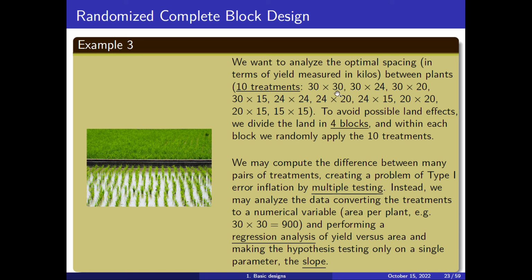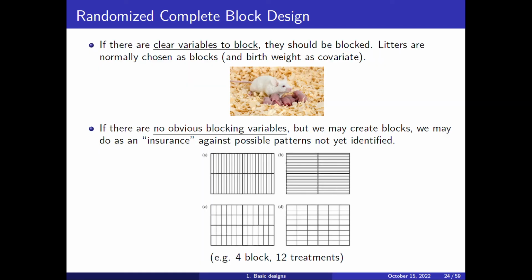For instance, we have not explored 30 times 28, but we will be able to predict it because of the regression. And if there are clear variables to block, you should block them, and these ones are litters. Typically they're chosen as blocks because all the pups from the same litter are somehow related. So the litter in total may make a difference, and you want to use it as a block. So half of the pups would be given to control, the other half would be given to the treatment.